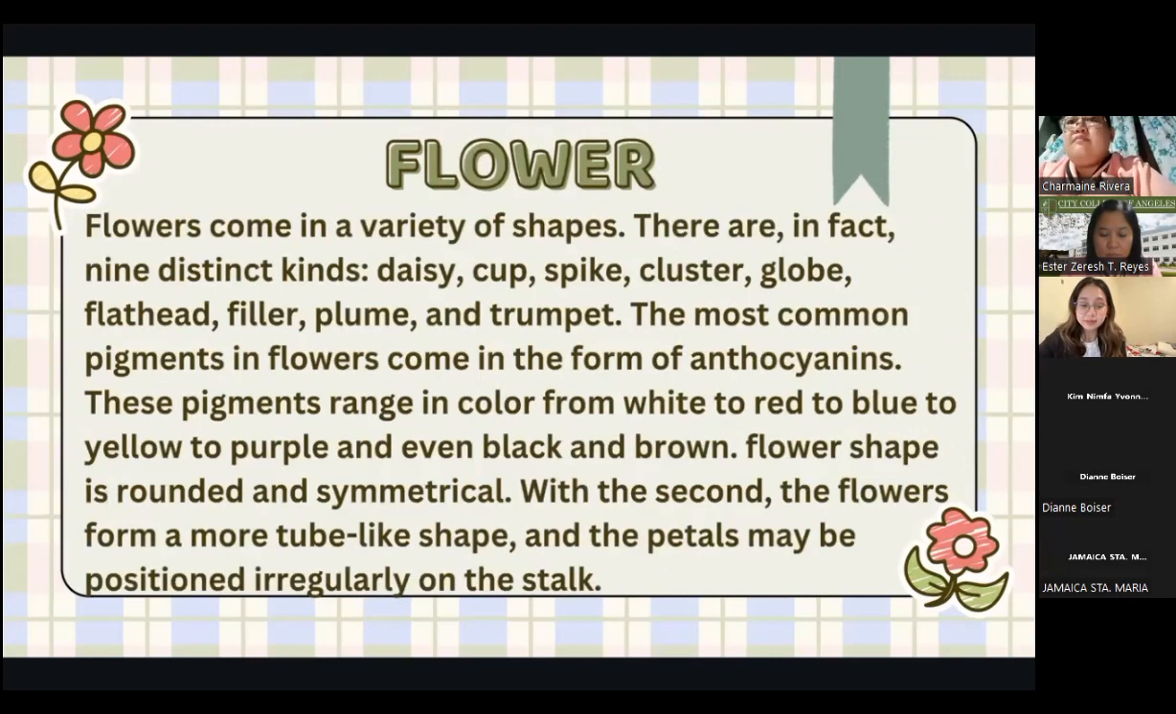The most common pigments in flowers come in the form of anthocyanins. These pigments range in color from white to red to blue to yellow to purple and even black and brown. Flower shape is rounded and symmetrical. With the second, the flowers form a more tube-like shape and petals may be positioned irregularly on the stalk.